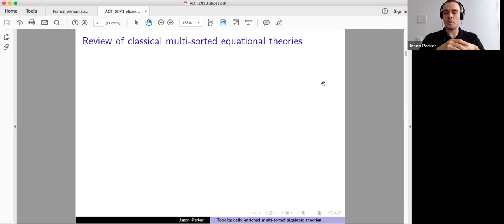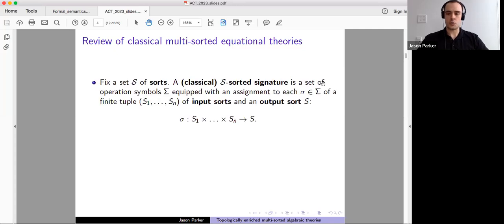Okay, so I'll start by reviewing the classical theories, just to ground everything that I talk about later on. So we'll fix a set S of sorts. Then a classical S-sorted signature is a set of operation symbols sigma that assigns to each operation symbol little sigma a finite tuple S1 through Sn of input sorts and an output sort S. And we can visually represent all of that data in this way.